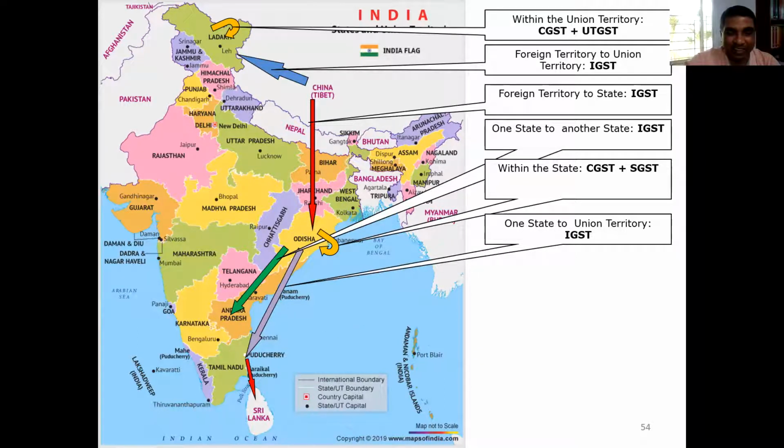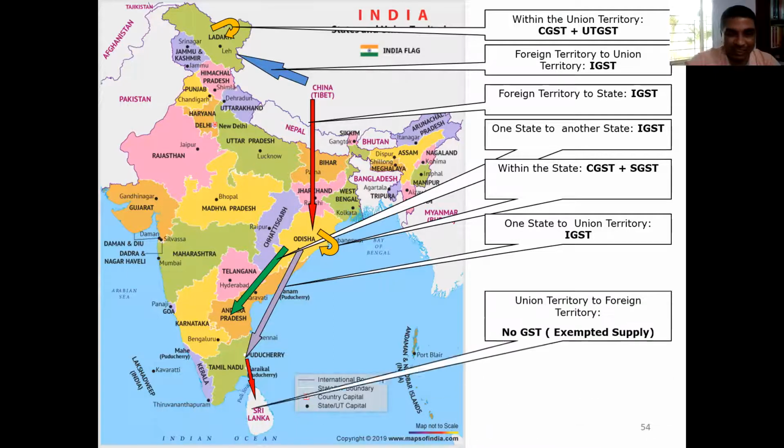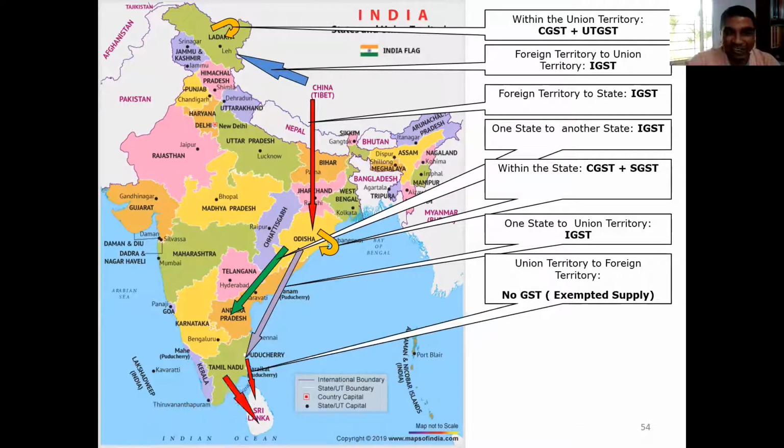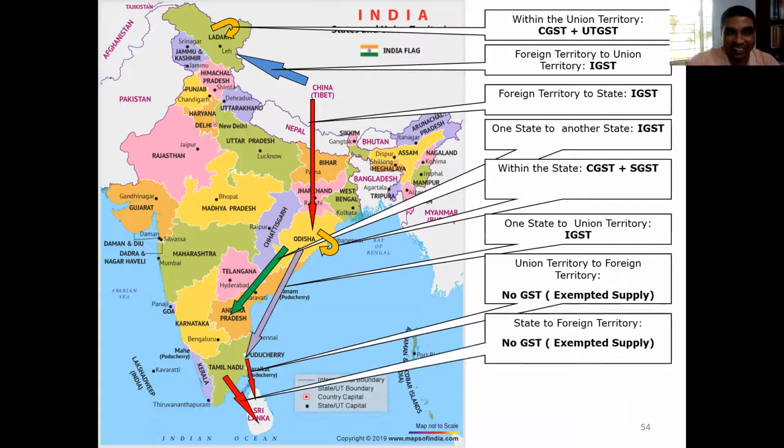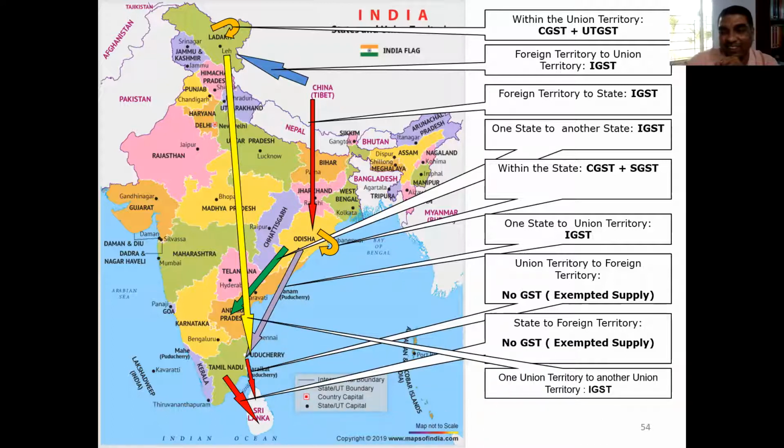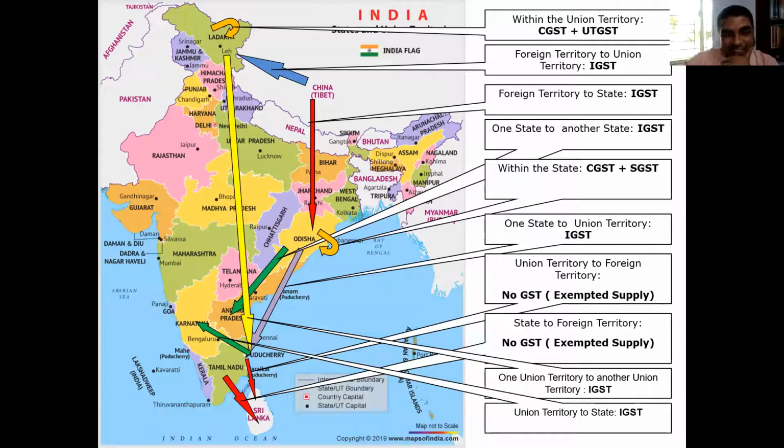Puducherry to Sri Lanka. No GST. Okay. Tamil Nadu to Sri Lanka. No GST. Very good. Ladakh to Puducherry. IGST. Fantastic. Now you have understood the concept. Puducherry to Karnataka. IGST. Good. Fantastic. That's it.